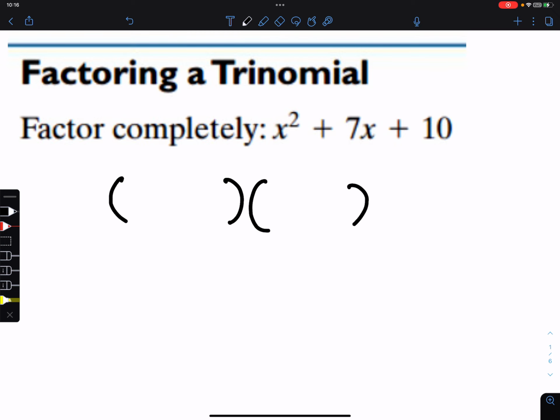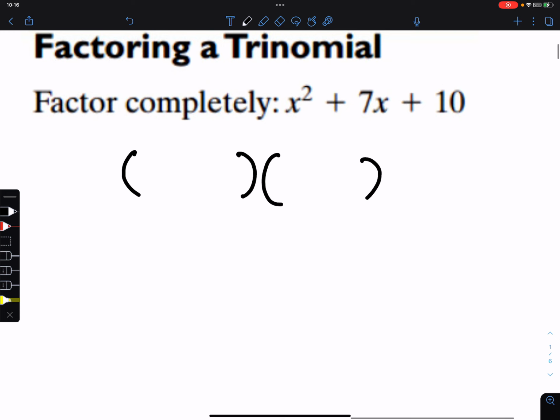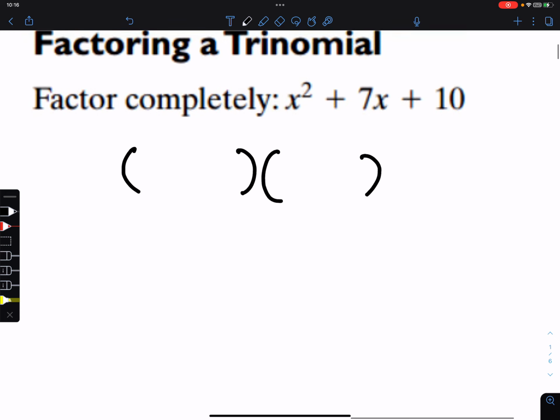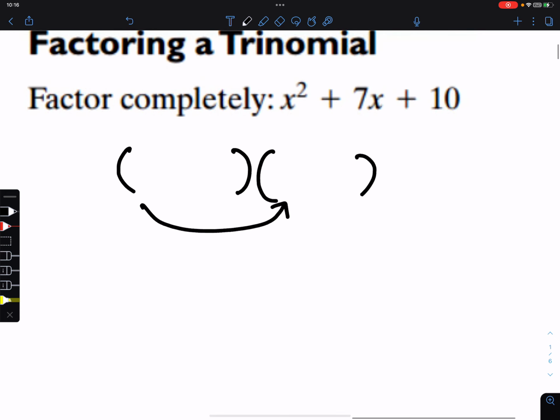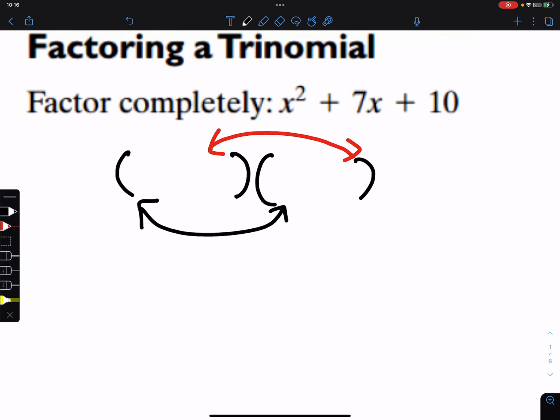And if you remember back to when we multiplied out a polynomial, this times this was always our first term. Similarly, this times this was always our last term. So that's what we're going off of. So what times what can give me x squared? Well, x and x, right?